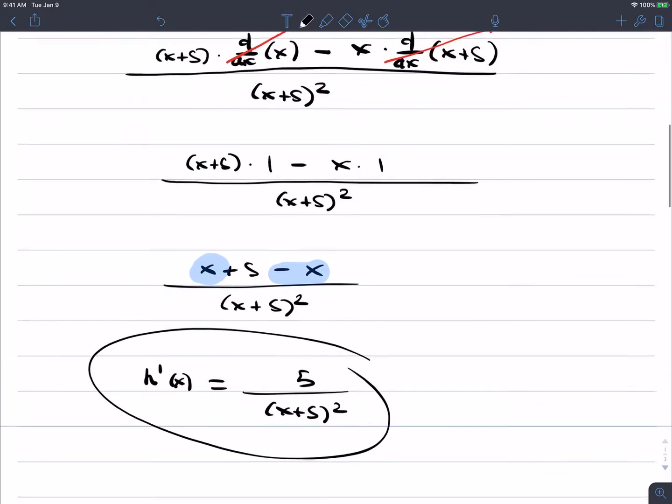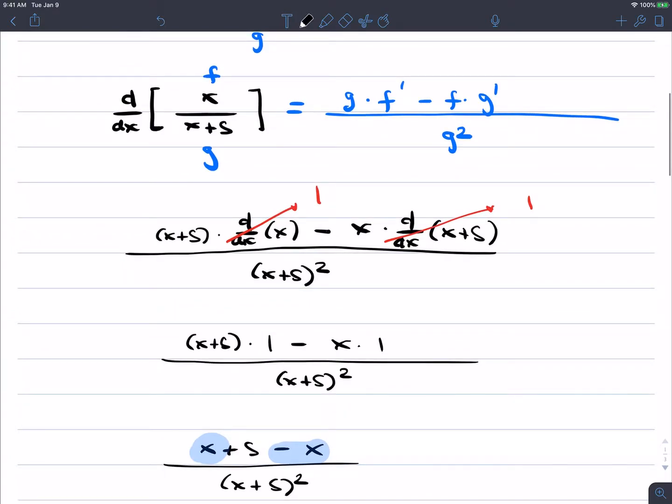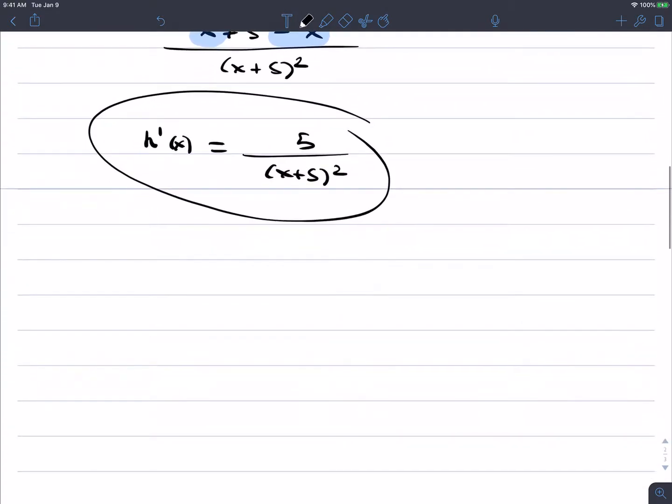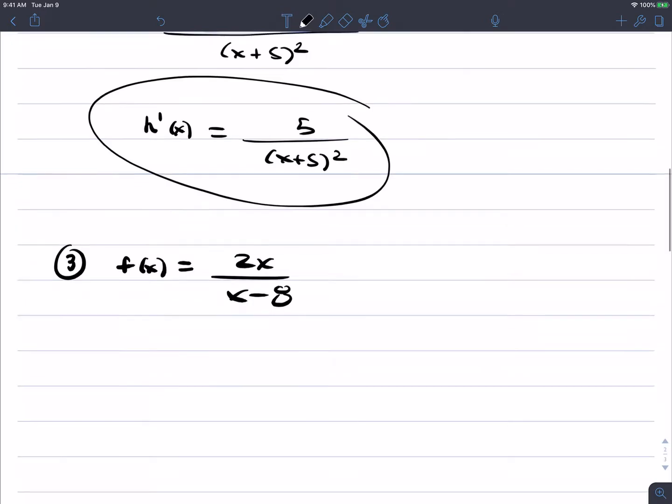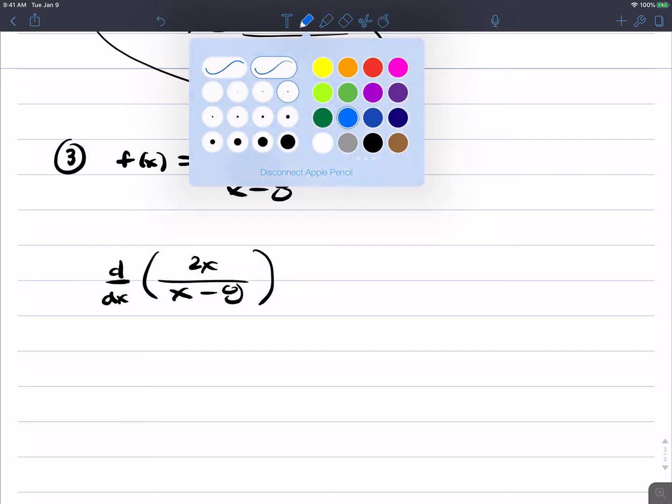This is how we use our quotient rule. Okay? Number 3. 2x over x minus 8. So as we put this in operator notation, 2x over x minus 8, here's what you end up with.